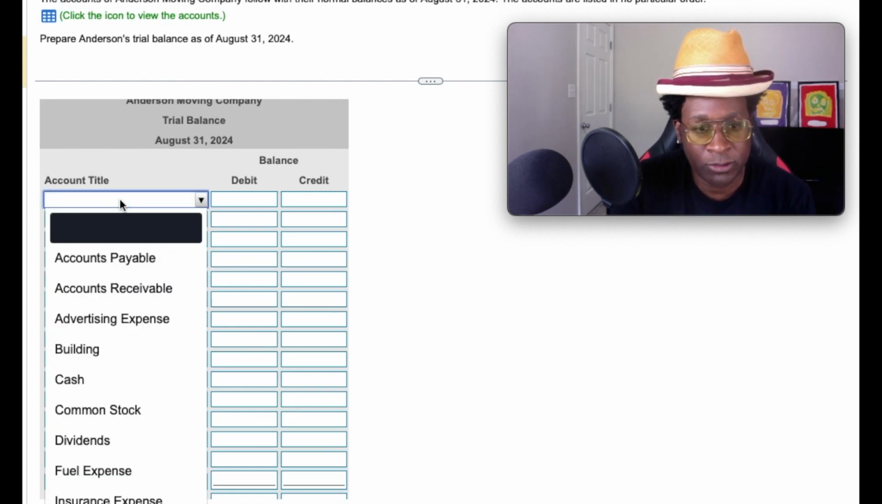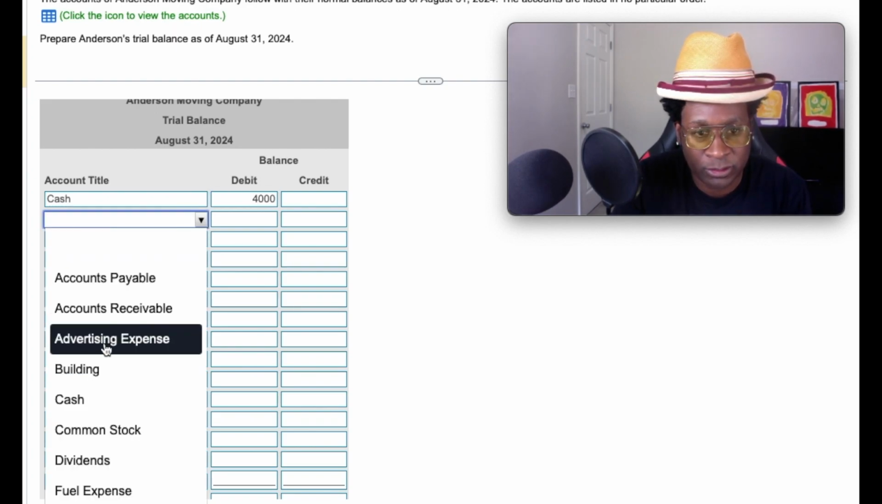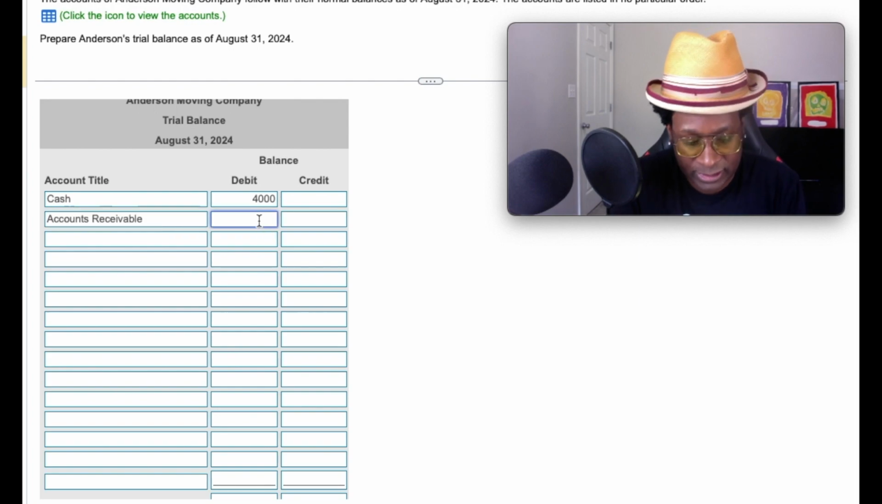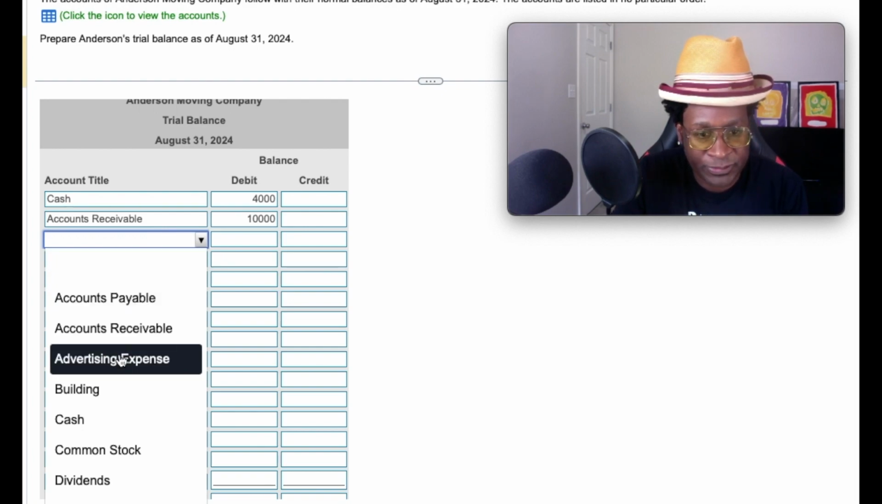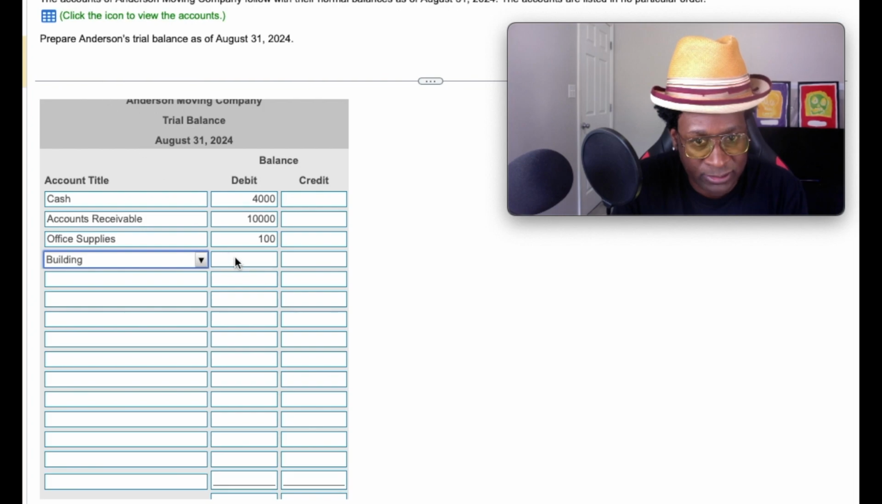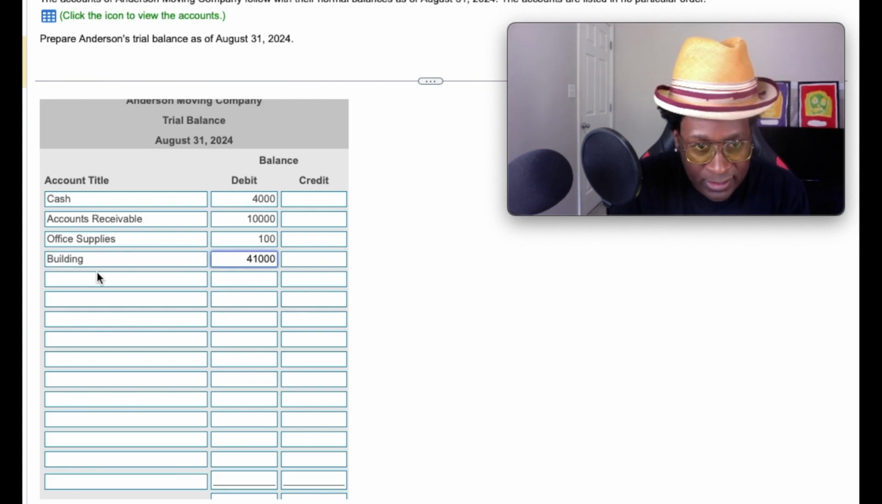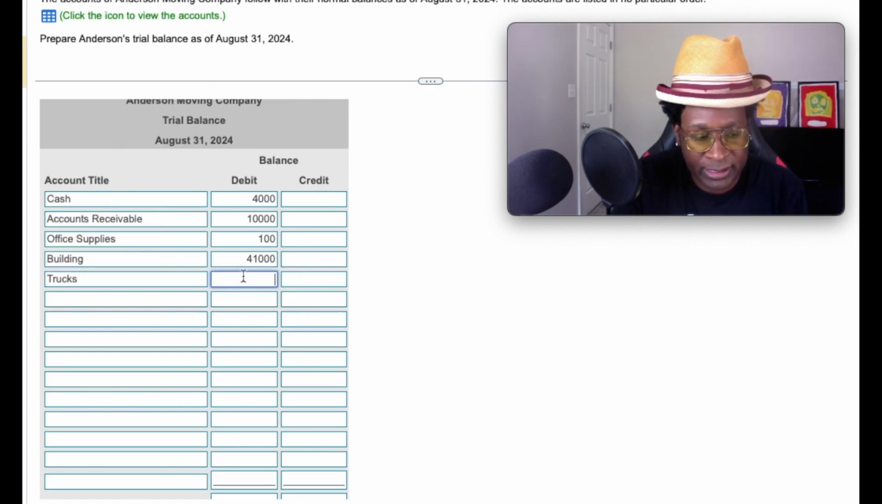So let's rock and roll. We're going to always start with cash, because cash is king, and we have a $4,000 debit balance for cash. Then we're going to go to our accounts receivable, which happens to have a $10,000 debit balance. Then we're going to go to our office supplies, which has a debit balance of $100. Then we're going to go to our building, which also has a debit balance of $4,100, followed by trucks, which has a debit balance of $123,000. That looks like that's all of our assets.